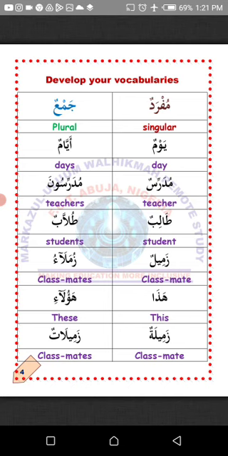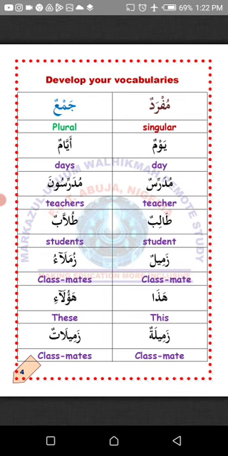مفرد singular, جمع plural. يوم one day, أيام days from 3 upward. مدرس teacher, مدرسون teachers. طالب male student, طلاب male students from 3 upward. طالبة a female student, طالبات female students from 3 upward.